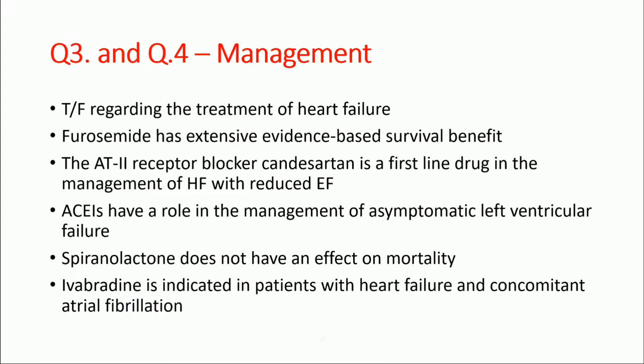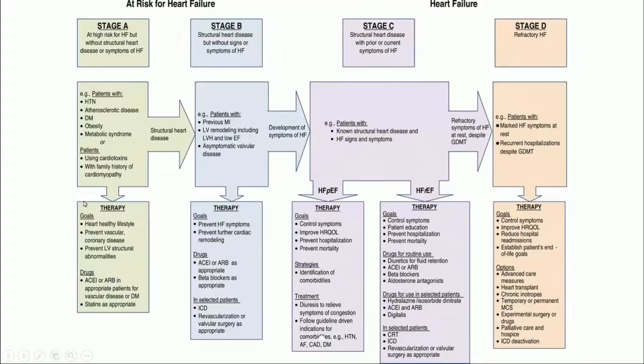So ACE inhibitors have a role in the management of asymptomatic heart failure. Remember that we were talking about two stages, stage A and stage B. They are asymptomatic, but they have risk factors. There is evidence to say that possibly ACE inhibitors can have a benefit in these two stages, especially in stage B, where they have some structural change, say a previous MI and a bit of a dilated heart, a little bit of left ventricular hypertrophy, some valvular problems. In these patients, they are asymptomatic, but ACE inhibitors might have a role.